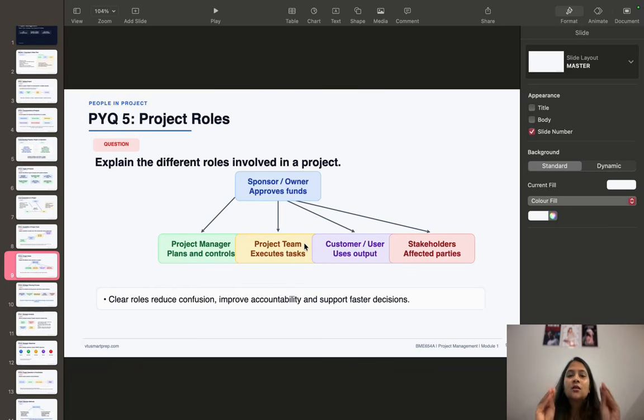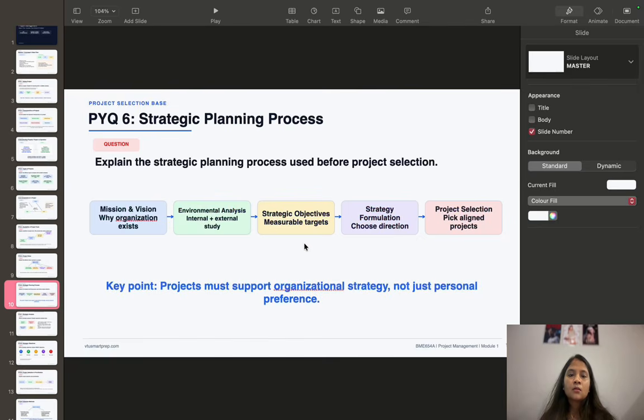So these are the keywords which you have to use for the project roles. Okay, project roles, you have to use these keywords and you have to explain what each role's functionality is. Okay, moving on to the next topic, strategic planning process.